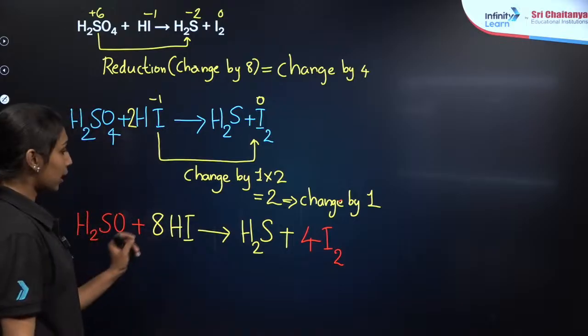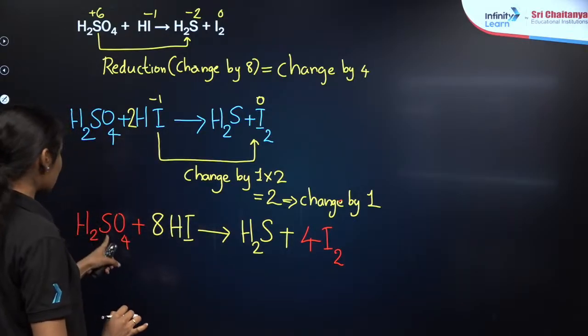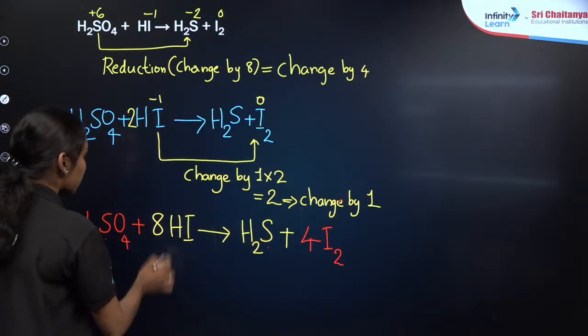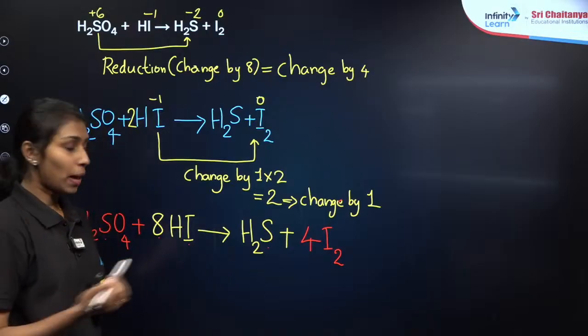Next step, you have to balance all the atoms other than hydrogen and oxygen. Here it is 1 sulfur, again it is 1 sulfur. It is already balanced. Then what about the iodine atom? Here it is 8 iodine, here it is 4 I2, 8 iodine. Iodine atom is also balanced here.